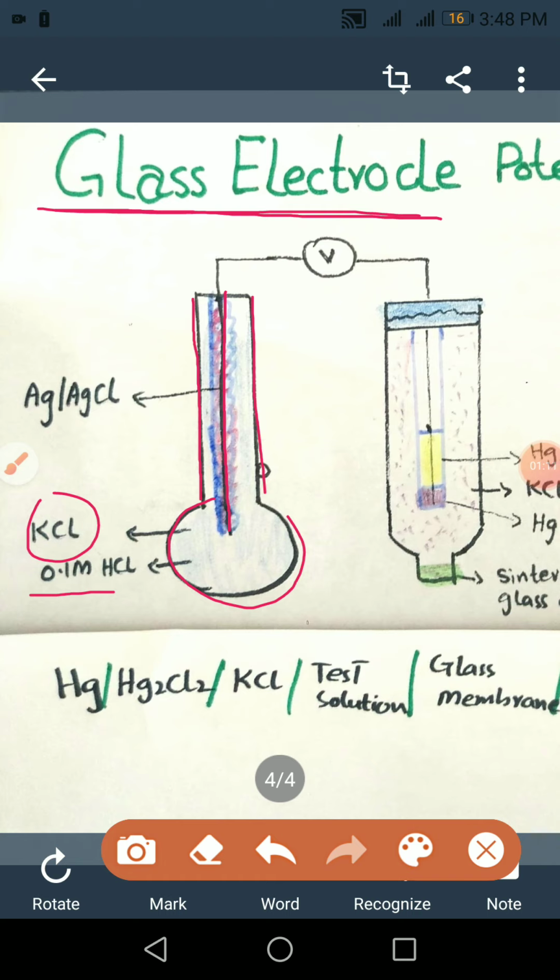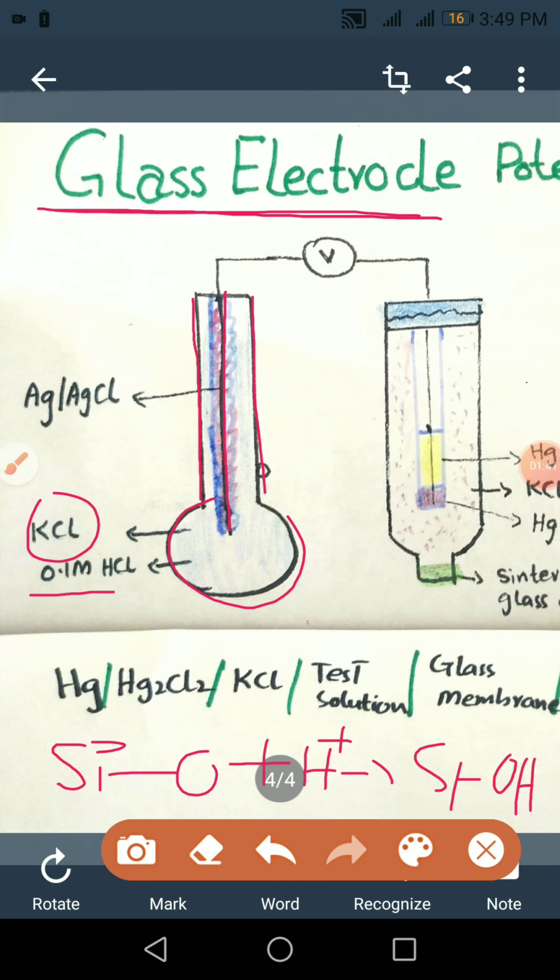The glass membrane is made of amorphous silicon dioxide which also contains some embedded alkali metal oxide. So when this glass membrane is placed in a given unknown solution, it absorbs H plus ion from that solution and gets protonated. So this is the mechanism by which they specifically absorb the H plus concentration.